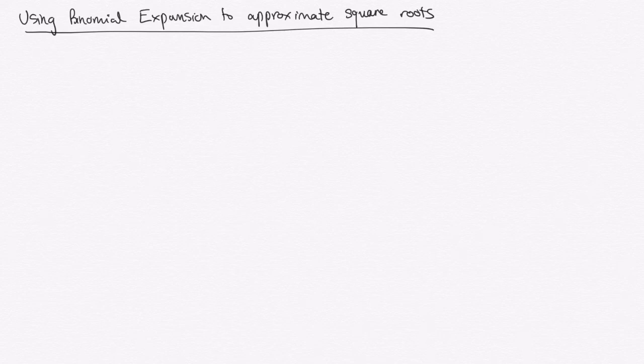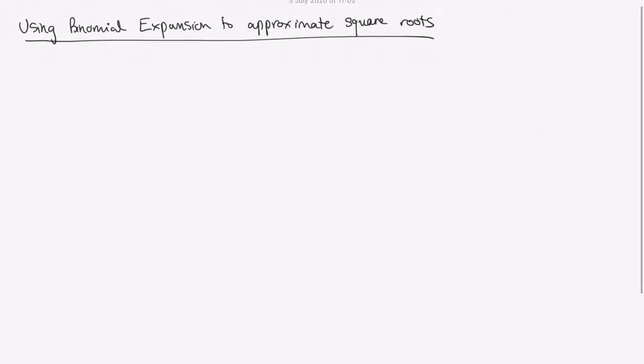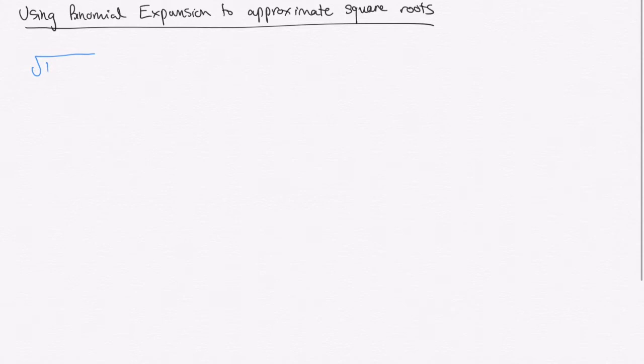In this video, I'd like to show how we can use binomial expansion to approximate square roots. In particular, I'm going to use the binomial expansion of the square root of 1 plus 3x, to approximate the square root of 130. Okay, well, what I want to think about first is the square root of 130.